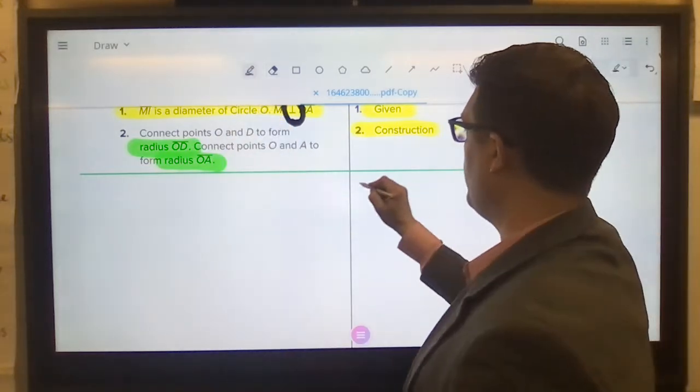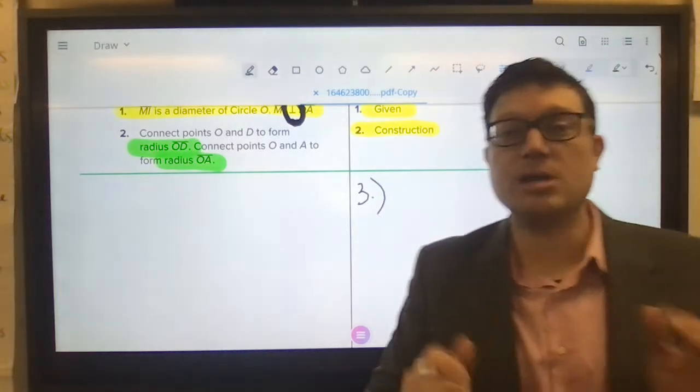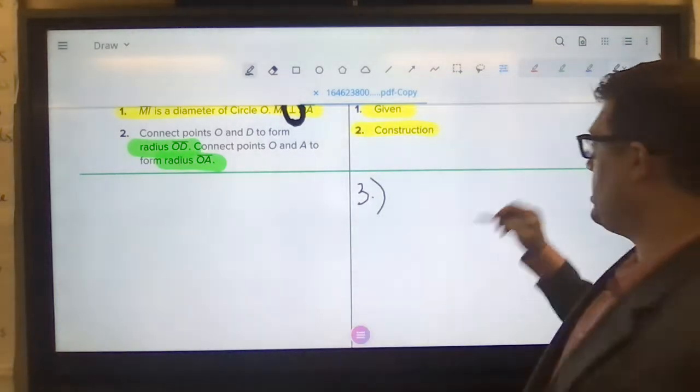Okay. Number 3. Because of the definition of perpendicular.